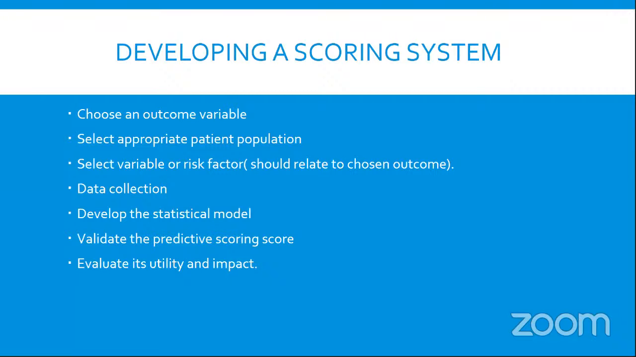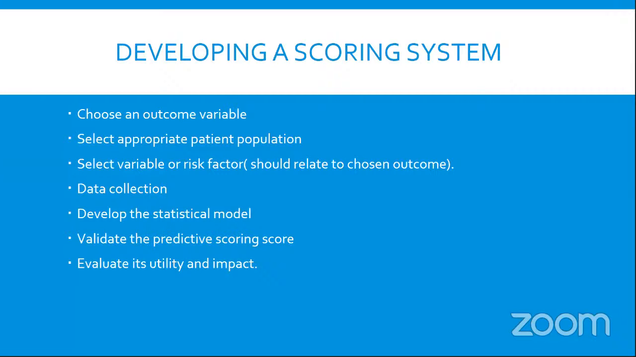So in developing a scoring system, you must choose an outcome variable. I've discussed what the variables could be, whether mortality, length of stay, readmission, all that. You choose one, then you select the appropriate patient population. There are some population-based scoring systems, like maybe the APGAR, and you can't use APGAR for an adult. So you have to select a population that is more reproducible, so that somebody who does the same study somewhere outside your vicinity can reproduce what you've done.